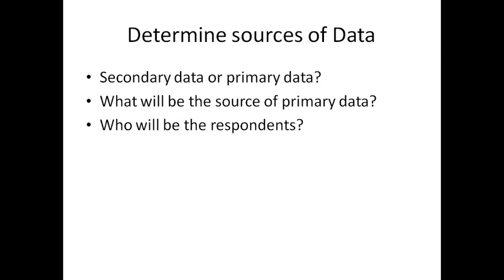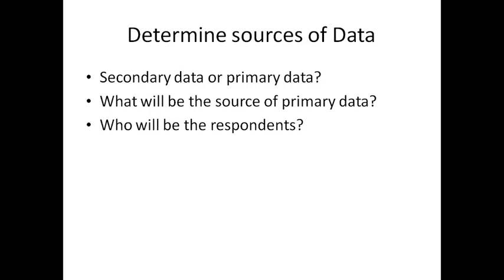After choosing the research design, the researcher needs to determine the sources of data. Now there are broadly two sources of data. One is called the primary source and the other is called the secondary source. Secondary source means the data has already been collected by somebody else, so the data is available. Primary data means the researcher is going to collect it for the first time.